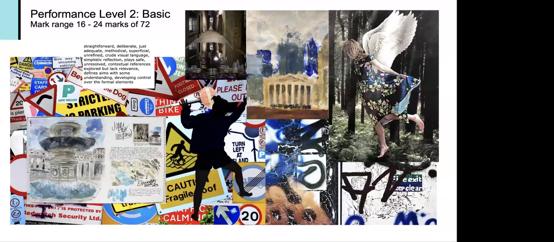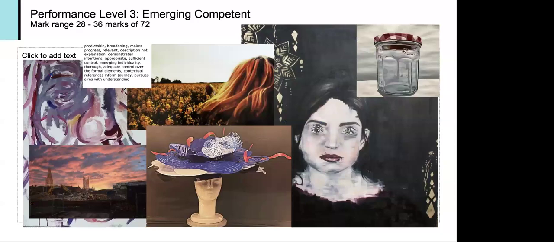As we go into performance level 3, emerging competent, you start to see things that are predictable, but they're broadening. So I'll get rid of the background grid as I see them. It makes progress, it's relevant, it's description rather than explanation, and it demonstrates intentions. They're appropriate, there's sufficient control, and there is an emerging individuality.